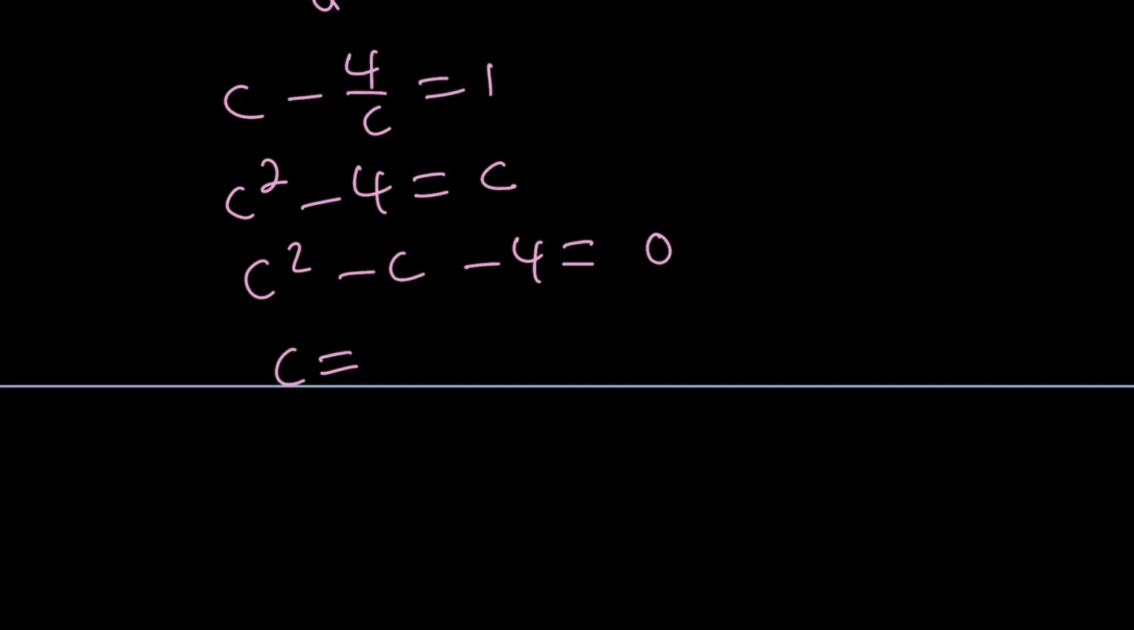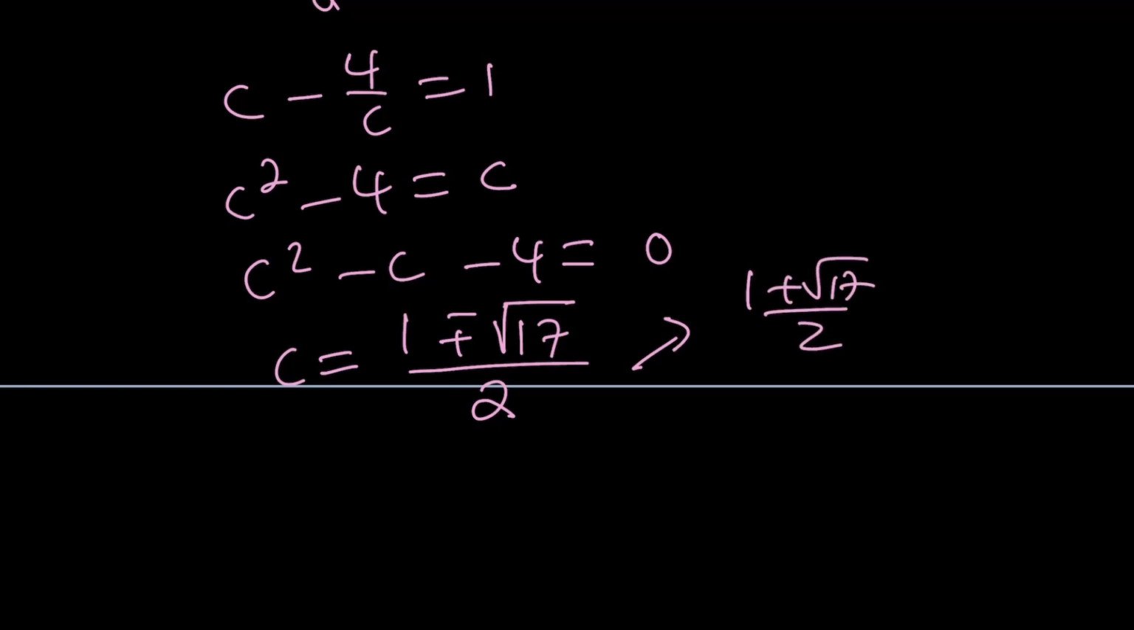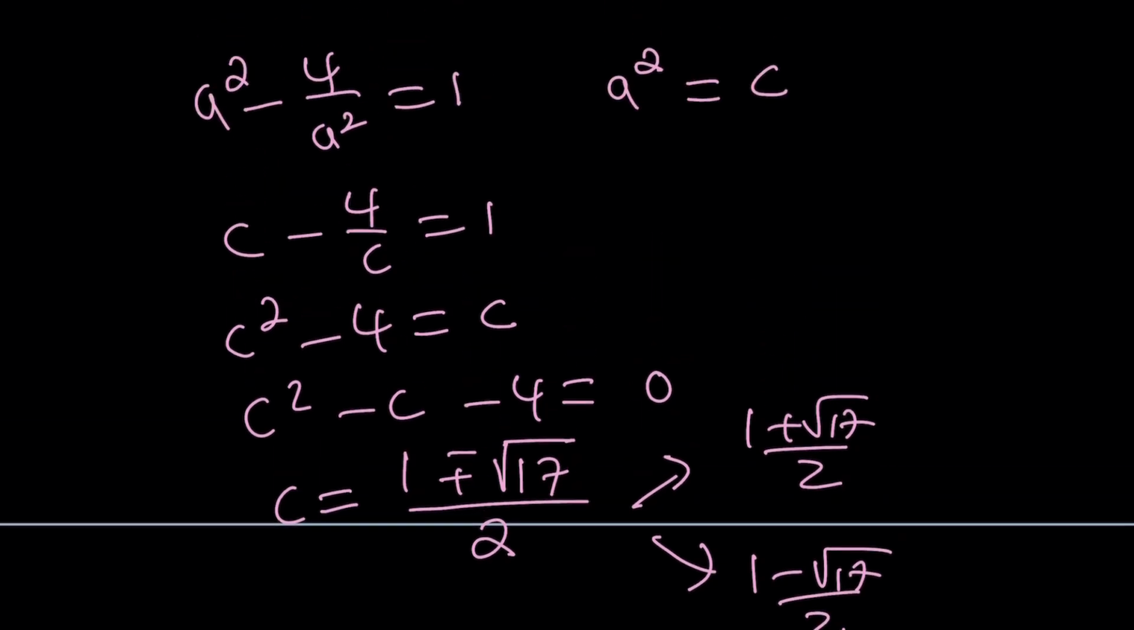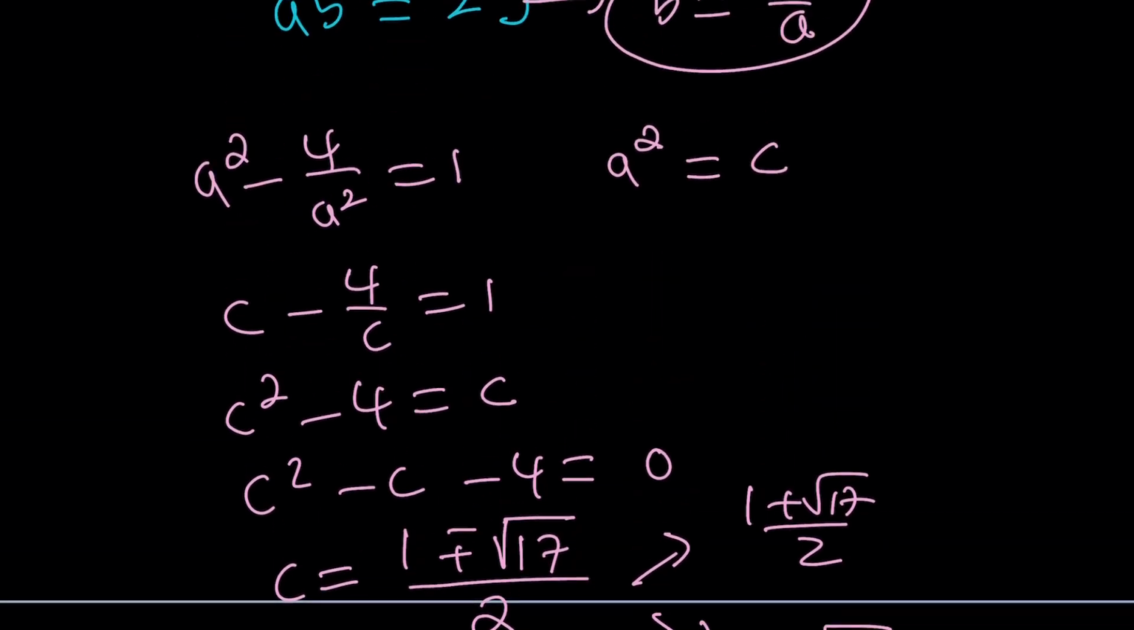Now to solve for c, we're going to use the quadratic formula, negative b plus or minus the square root of b squared minus 4ac, so 1 plus 16, which is 17, square root of 17, divided by 2. Don't worry, this is real. There are two real values, so c sub 1 would be 1 plus root 17 over 2, and c sub 2 would be 1 minus root 17 over 2. Now we got two values, and notice that a squared is equal to c. So these are the values for a squared.